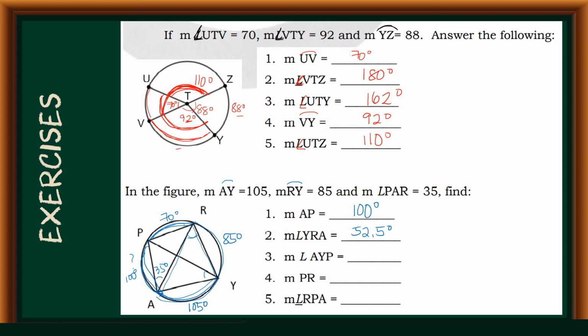Next, angle AYP. AYP. Okay, this one. So, ito yun. Eh, meron na tayong intercepted arc na 100. So, ibig sabihin, ito ay 50. Okay? Next, arc PR. Ito, arc PR. Nasagot na natin kanina. Nahanap na natin kanina. This is 70. O, diba?